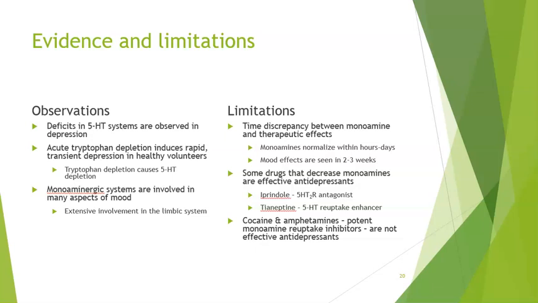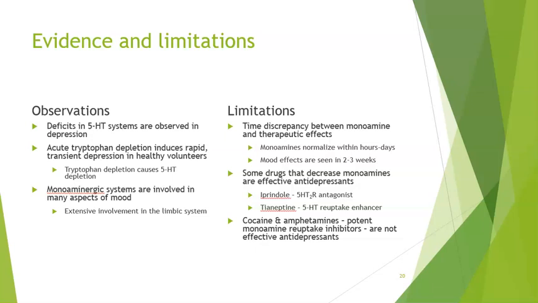And then there are also some drugs that decrease monoamines, but they actually work as antidepressants. So if a decrease of monoamines causes depression, then how is it that decreasing monoamines helps depression? So two drugs in particular, we've got iprindole. This is a serotonin 2 receptor antagonist, so it blocks that. So we're not getting the serotonin in the places we need.